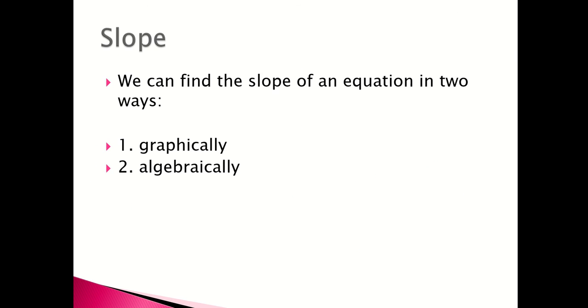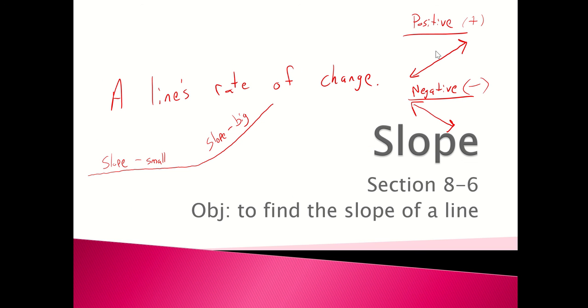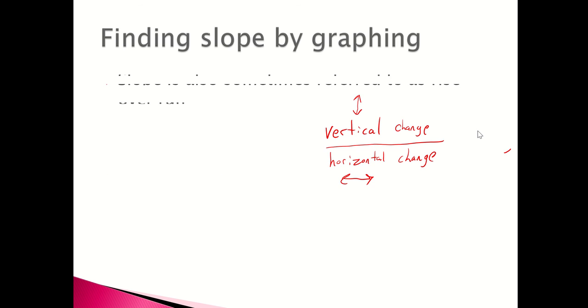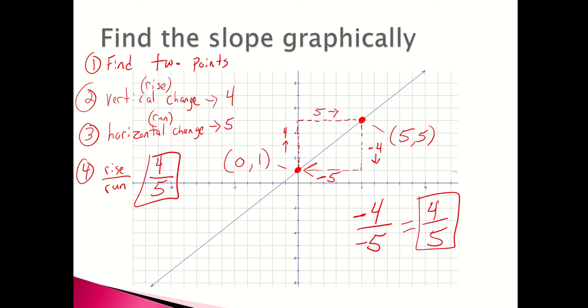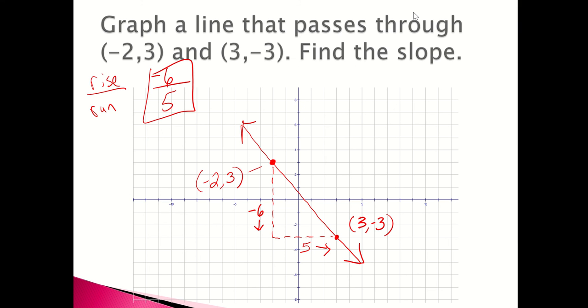Now you remember earlier on when I talked about positive sloping lines versus negative sloping lines? Positive sloping lines go up and to the right. Negative sloping lines go down and to the right. So let's look at the first one we graphed right here. This has a slope of 4/5. That's a positive slope. It goes up and to the right. This line goes down and to the right.